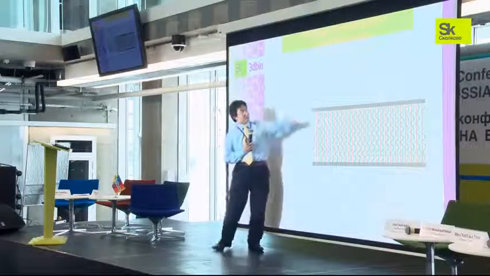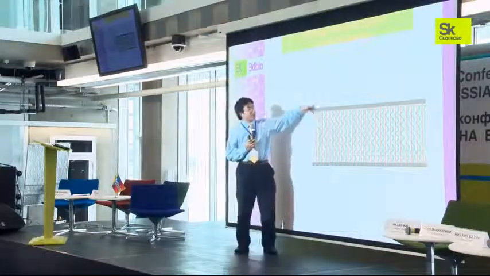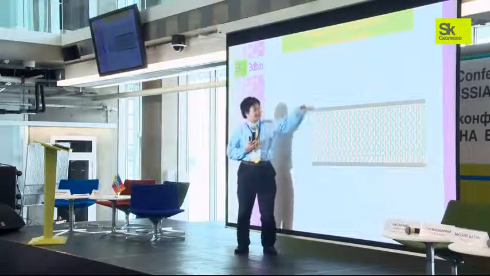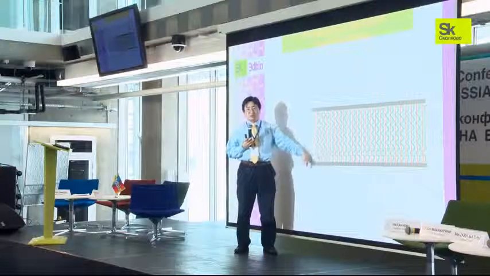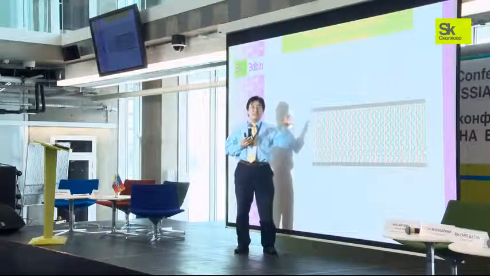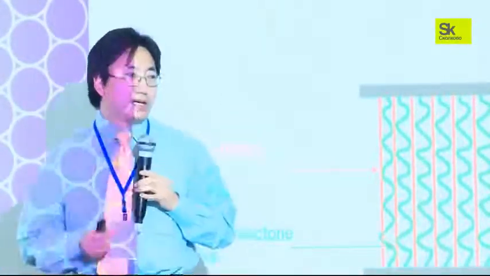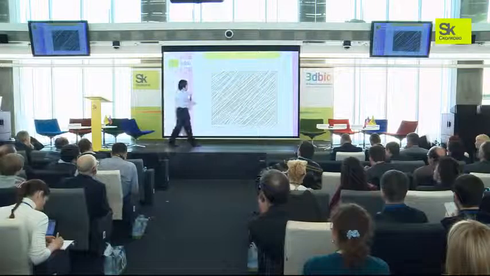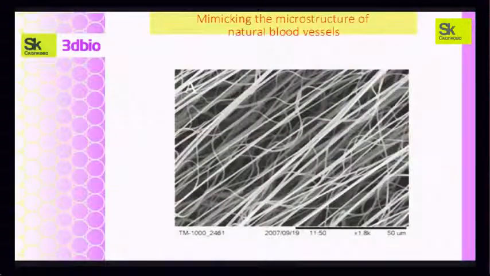Because the red one is elastic, it is able to shrink back and still keep the straight structures. The green one, the second fiber, is rigid, so it will form the wavy structure, which can mimic the wavy structure in the blood vessel. So it's a very simple idea, but you can have both straight fibers and wavy fibers, kind of a composite structure in the vascular graft.